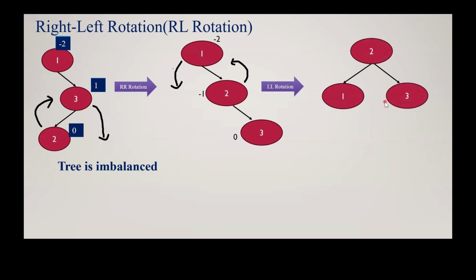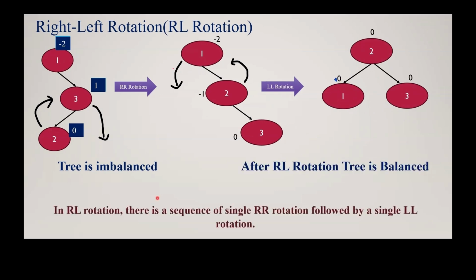Now we have to calculate the balance factor. 3 is 0, it's a leaf node. It is also 0. It is also 0. So this is not minus 0, this is 0. So what do we conclude? We conclude that in case of RL rotation, there is a sequence of a single RR rotation followed by a single LL rotation.